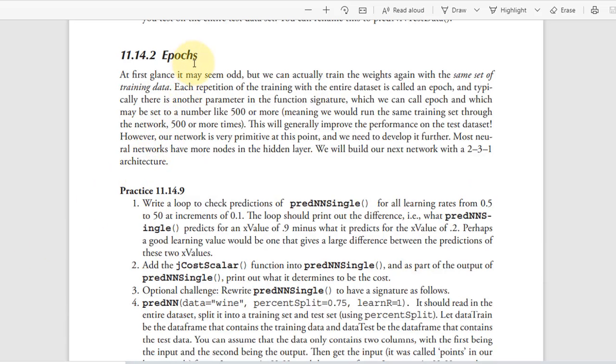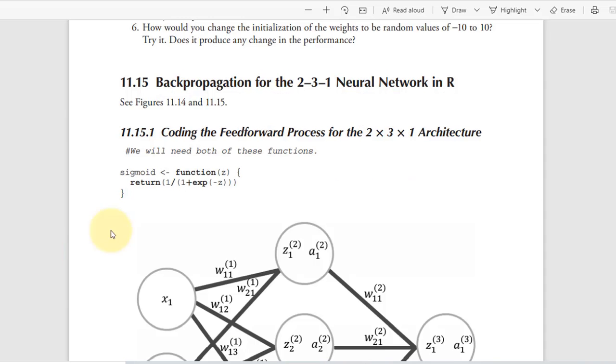So we call that an epoch. We run the entire data set through once, that's called the first epoch. We run the entire data set again, that's called the second epoch. So we can easily do that. We just take another loop and run everything through a second loop that repeats everything that happened in the first loop over and over again.